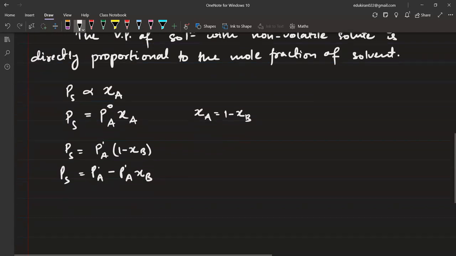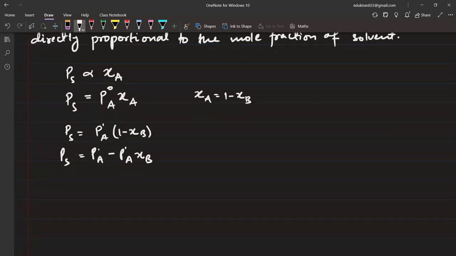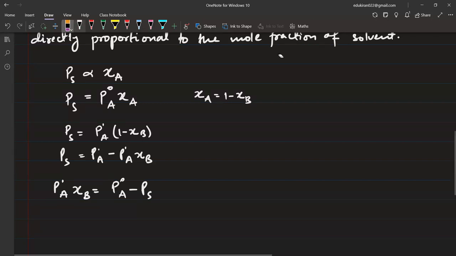Here we have Ps and we have P naught A. So what I can do is write it like this: P naught A chi B is equal to P naught A minus P of solution. This is known as the lowering of vapor pressure. Initially the vapor pressure was P naught A, that means the vapor pressure of pure solvent, and then you added solute and got a solution. In solution, we will have this lower vapor pressure. So this is actually the lowering of vapor pressure. This expression is known as lowering of vapor pressure.